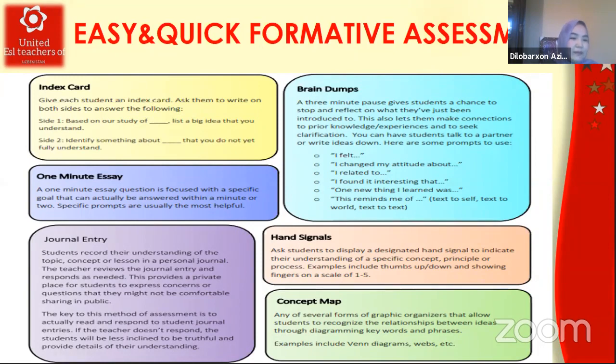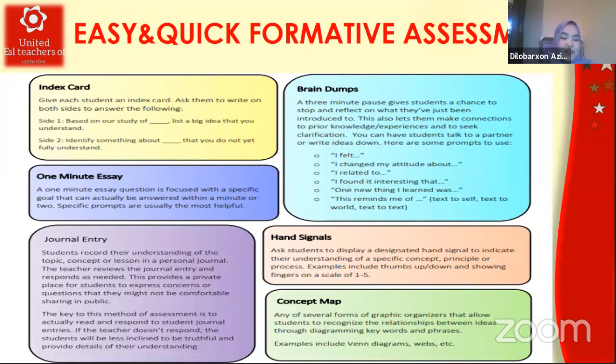And here we have another strategy that's called the 1 minute essay. Here you will assign a question for all students and give some time for them to think about it. So in a minute, they can write everything they have learned about the lesson or topic you have covered.